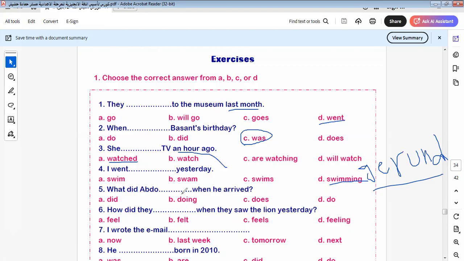Okay, what did Abdu do when he arrived? What did Abdu do here? Why "do"? Because here we have "did", and I return the verb to the stem form. Why? How did they spend it when they showed the line yesterday? Why did they fill? Why "fill" here? Because "did", as we told you, omits the verb and returns the verb to the stem form. I use this when we have "did", so the verb must be returned to what? To the stem or the infinitive form.